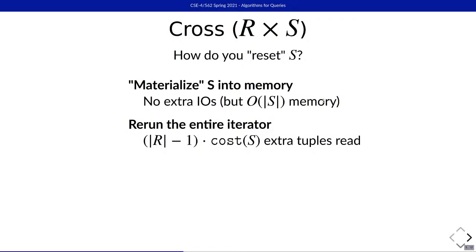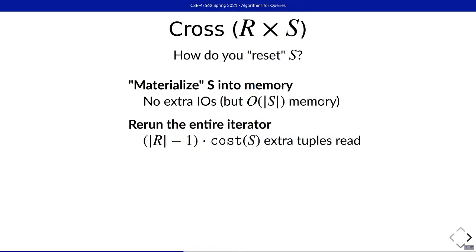So if S has some cost, let's call it cost of S, then we're already paying that once, and the cross product operator is going to have to read it. Essentially, we're paying the cost for the first scan already. We're accounting for the first pass through S already. Instead, the cross product is going to have to run S once for every single tuple in R. And that is kind of painful.